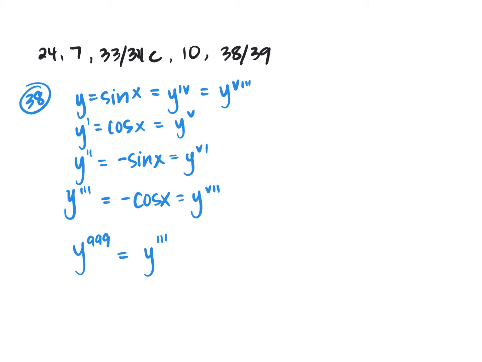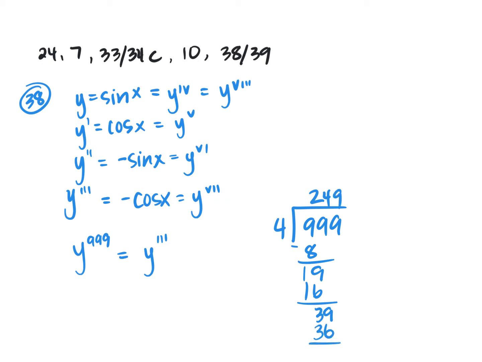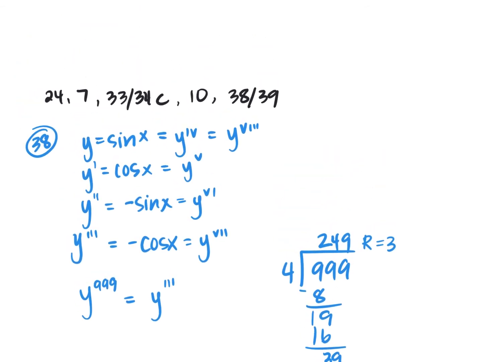It's sort of a logic reasoning kind of thing. Long division, 999 divided by 4. Let's see, that's 2, 8 minus, carry. Then that's 4, and then 16, and then 39, so that would be 9, 36, so the remainder is 3. And that would be the same thing. All right, so 38 and 39 are the same.